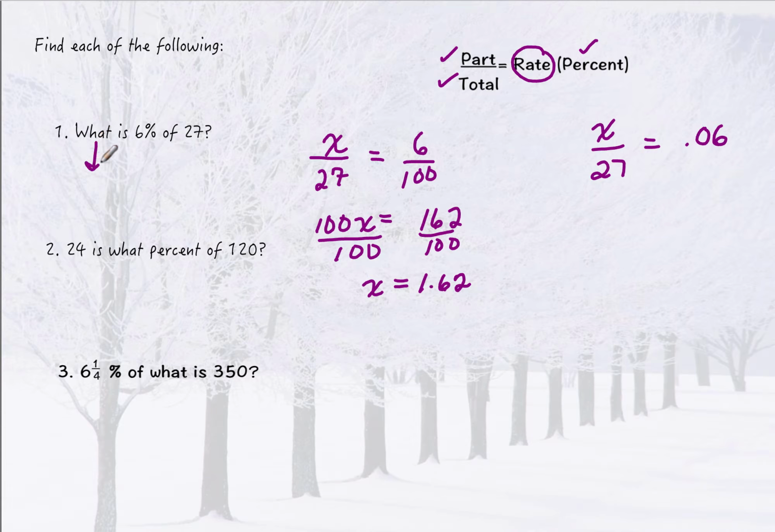There is a third way you could do it. You could do it by translation. What means X, is means equal, 6% changes to 0.06, of means multiply, and then 27. If you multiply it out, well, look what you get. You get the same answer.